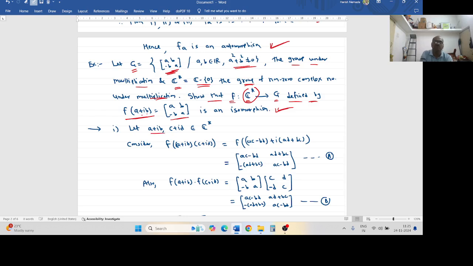So take two non-zero complex numbers a plus ib and c plus id belong to C star. Consider f of a plus ib into c plus id. So a plus ib into c plus id is ac minus bd plus i times ad plus bc.